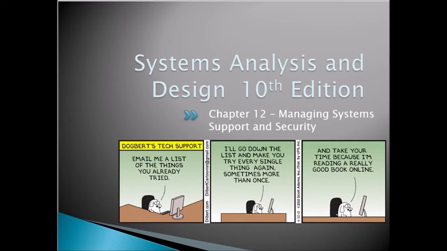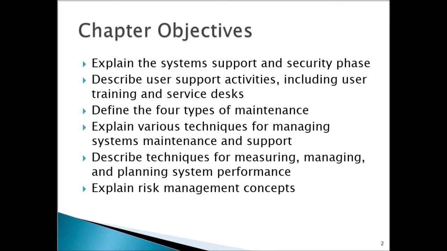Let's go over Chapter 12, the final chapter, Managing System Support and Security. The chapter objectives. Explain the system support and security phase. Describe user support activities, including user training and service desks. That's important. Define the 4 types of maintenance.